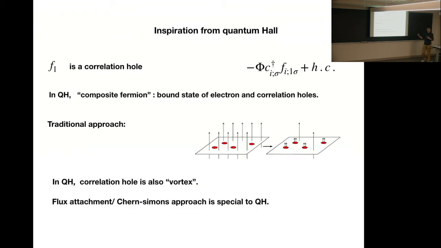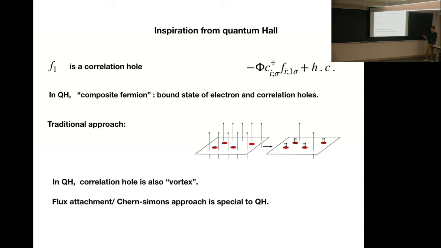So how do I get some intuition? I want to get some intuition from some Hall system. As I said, I wanted to interpret F1 as a hole operator. So this term means the electron is bound with some kind of hole, some kind of correlation hole. And we know in quantum Hall systems, some similar physics actually happens. In quantum Hall systems, there is a parton theory, called the parton Fermi theory. It means that in this theory, the electron is also bound to some kind of parton hole. They form a bound state, and then this bound state moves. So it seems there is something common. So I just ask myself whether I can get some intuition from the quantum Hall system.